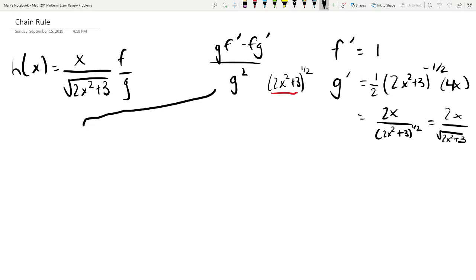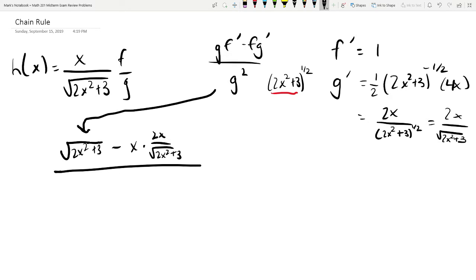So now, plugging everything into our quotient rule, we get g, square root of 2x squared plus 3, times f prime, which is 1, minus f, which is x, times g prime, which is the 2x, divided by the square root of 2x squared plus 3. And then divided by the bottom squared. The square root and the square cancel out nicely, and we're left with 2x squared plus 3 here.